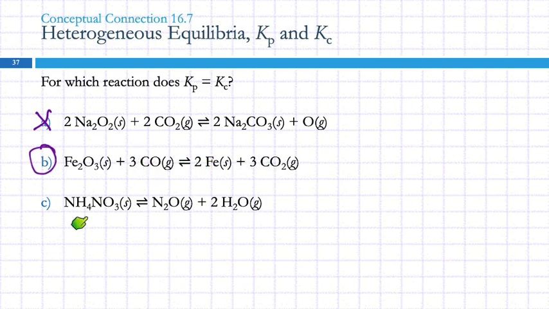Let's just check that last one. Equal moles of gas? No. We've got gas products, but no gas reactants. Kp equals Kc when the moles of gas reactants equals the moles of gas products. The reason for that is that all the 1 over RTs are going to cancel out. If it's not an equal number of moles of gases, then they're not going to cancel out, and we have to include that.